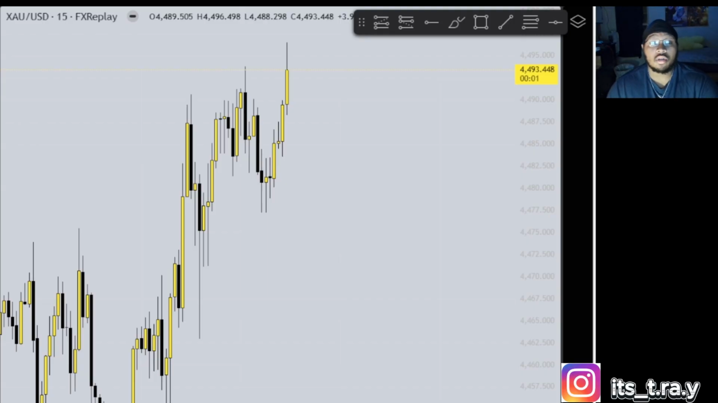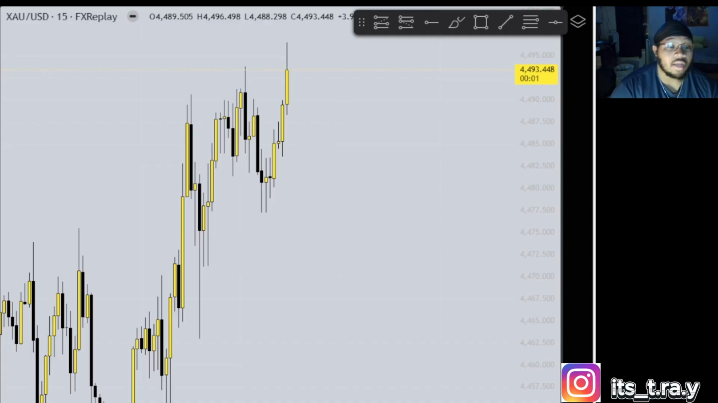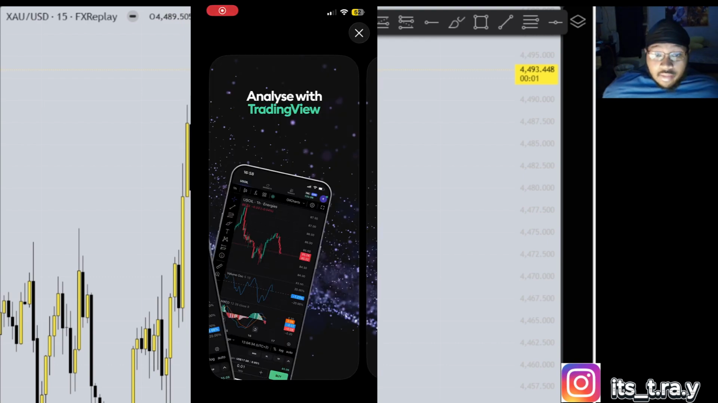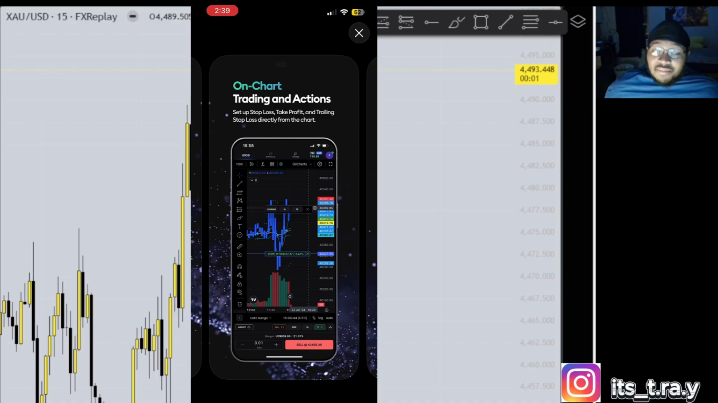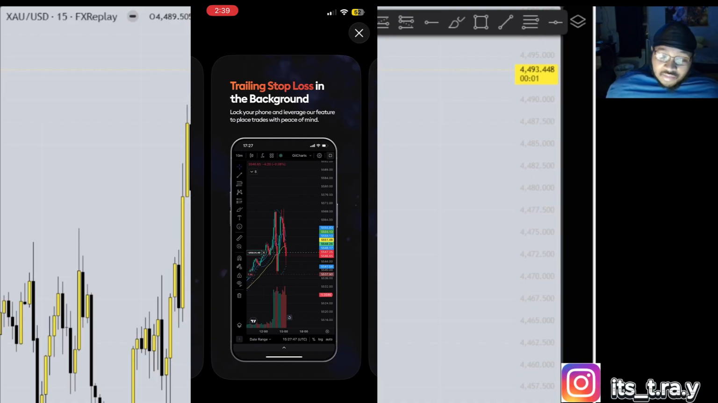So the first one, which is gonna take up the full screen, is TradeLocker. I'm not sponsored by them or anything, or the other one I'm fixing to mention, but TradeLocker, you can get this in the App Store. I'm not entirely sure if you can get this in the Google Store or whatever it's called on Android. I forgot. It's been forever since I had an Android. But yeah, this is what I use.